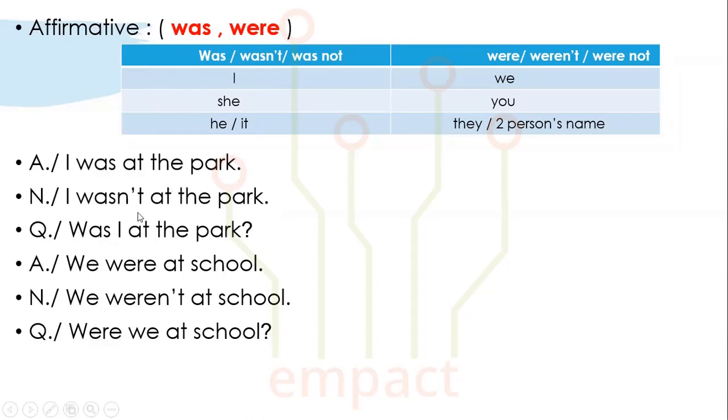Just look at these simple examples. I was at the park. I wasn't at the park, it's the negative part. Or I was not at the park. For the question part: was I at the park? Or were you at the park? So here are the other examples for were as well, okay?